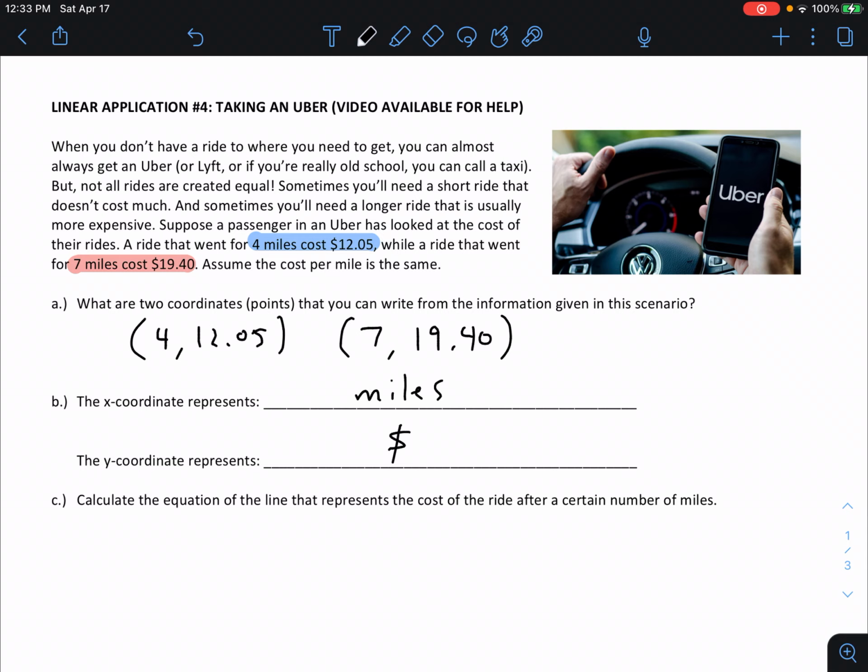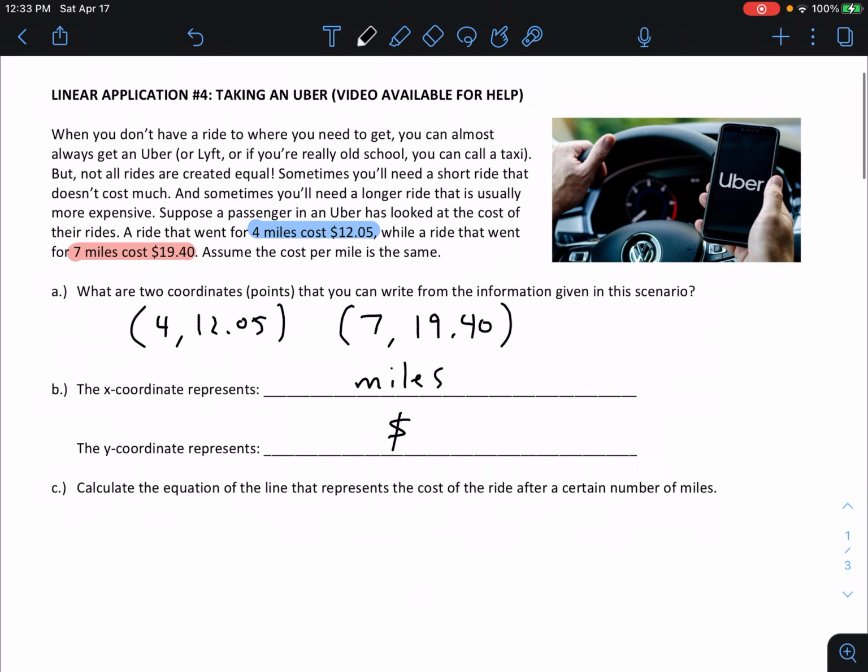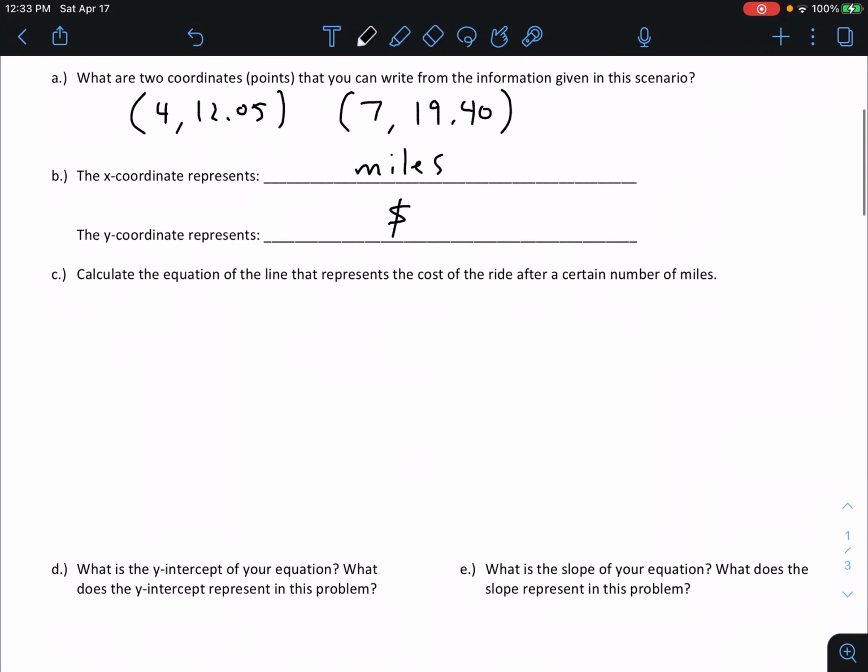Okay, so it says calculate the equation of the line that represents the cost of a ride after a certain number of miles. So you should start to get used to this. 1, we find the slope. 2, we find the y-intercept. And then the third thing we do is we just write it out.